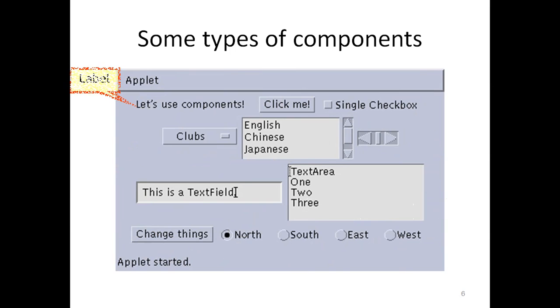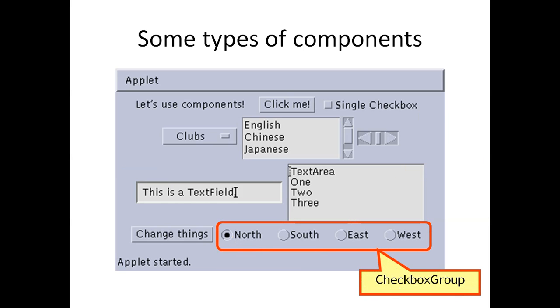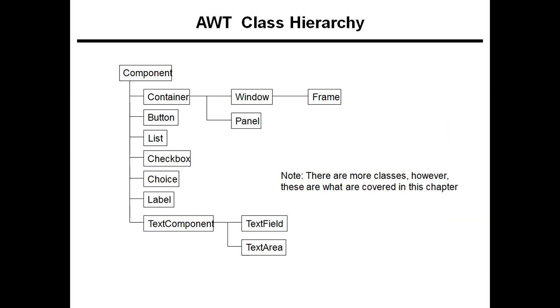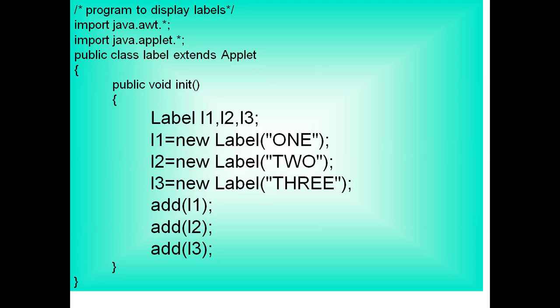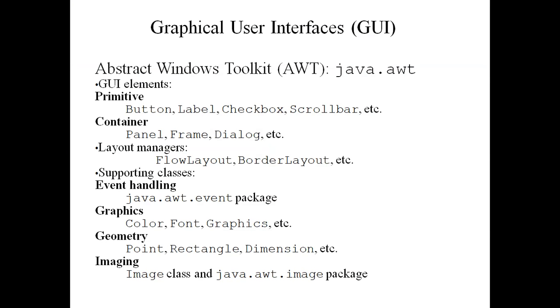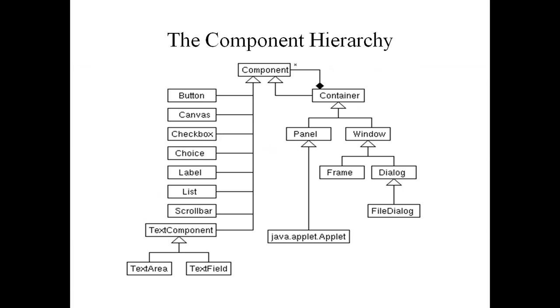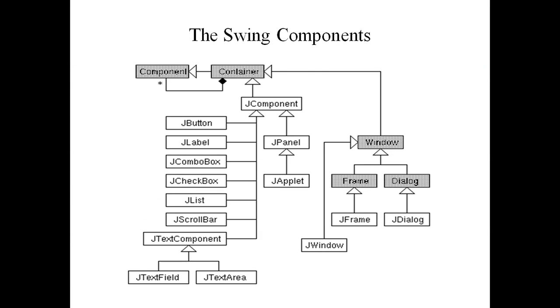As we know, the different components are: label, button, checkbox, choice button, list box, scroll bar, text field, text area, and checkbox, as well as checkbox group, and many more components related to Java AWT. These components are also described in this hierarchy. And the difference between Java AWT and Java Swing was also discussed in the previous class. So today we will discuss the complete program and the component hierarchy of Java AWT and Java Swing.